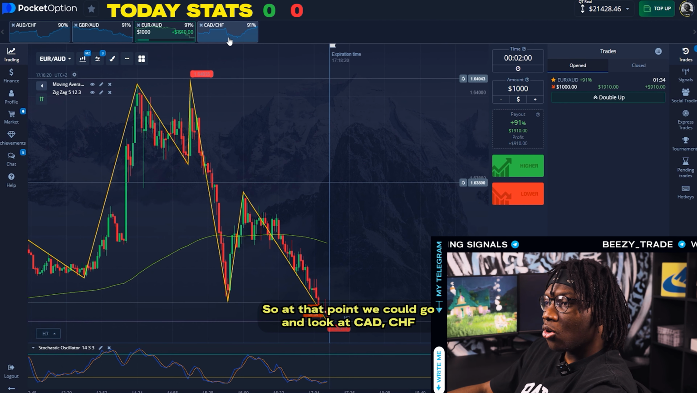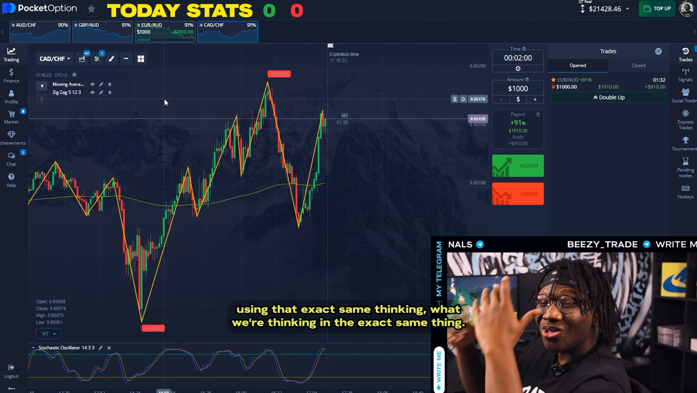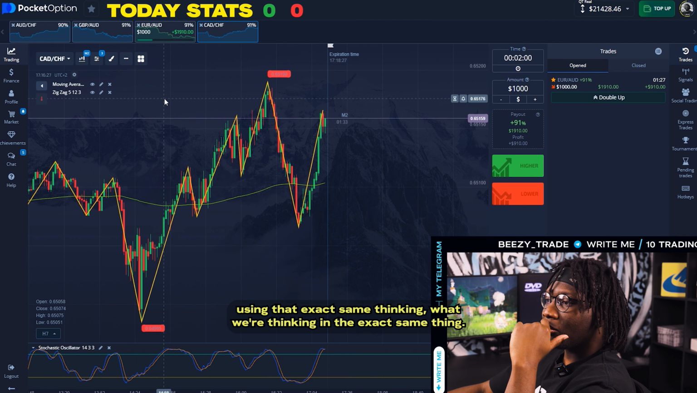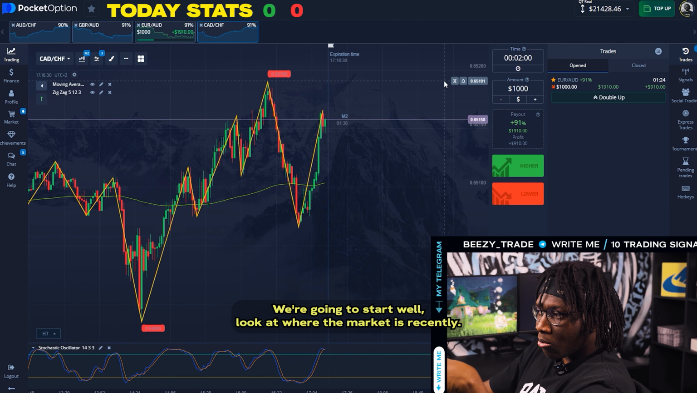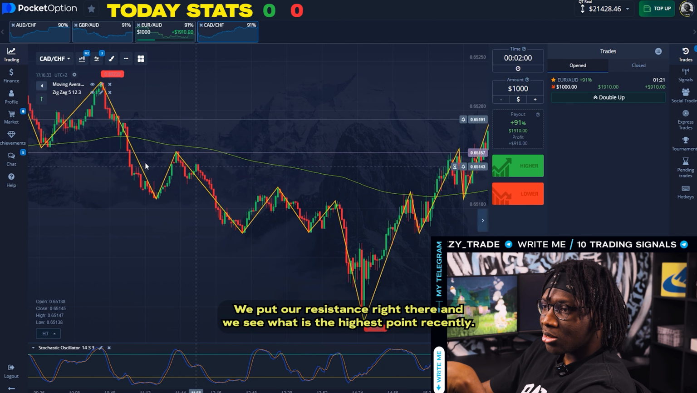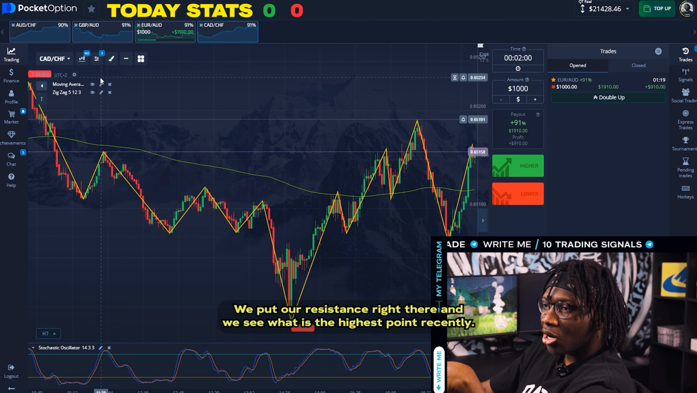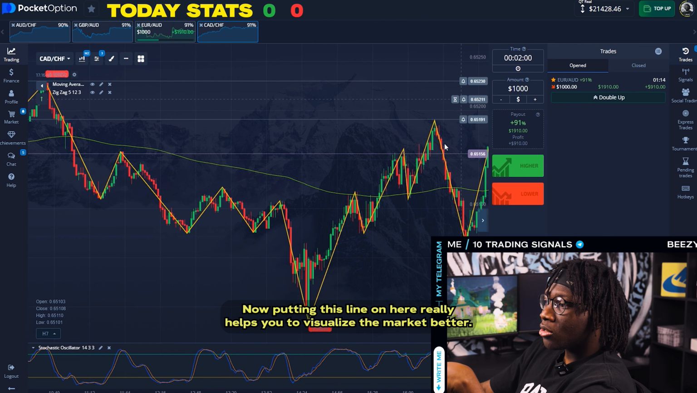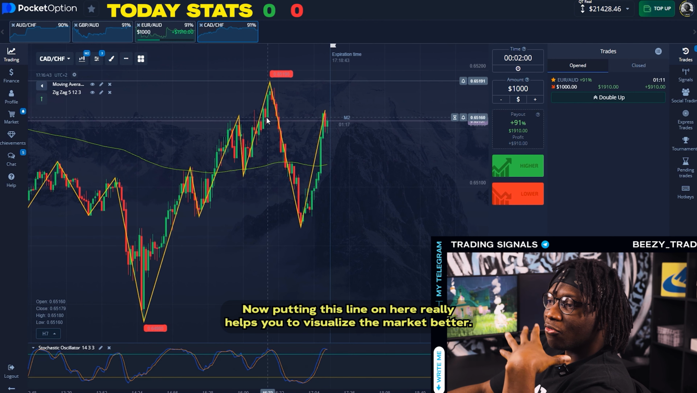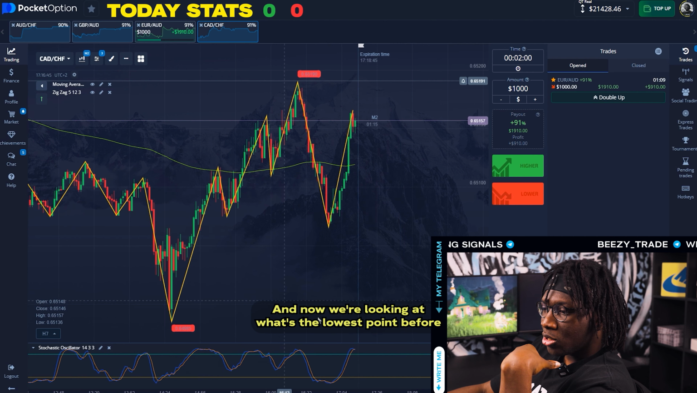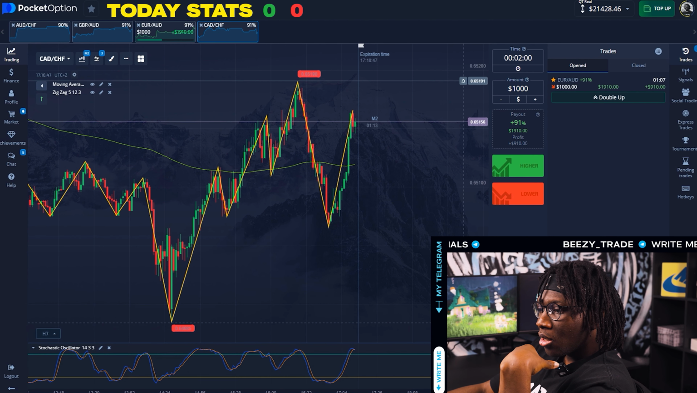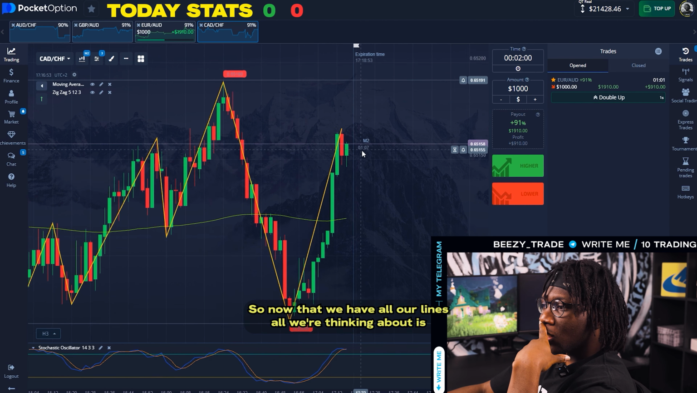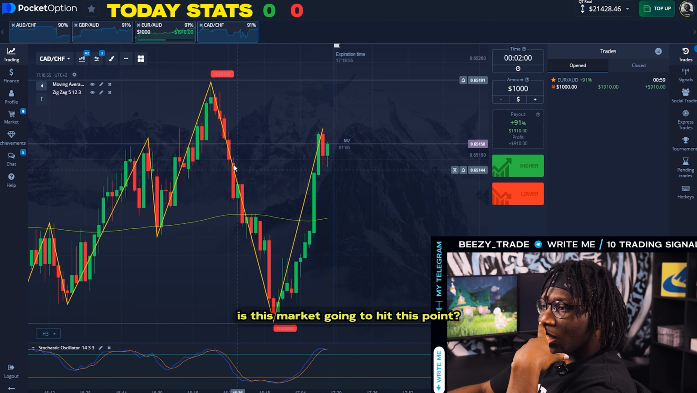So at that point, we could go and look at CAD CHF using that exact same thinking. We're going to start. We'll look at where the market has recently stopped. We'll put our resistance right there, and we see what is the highest point recently. Put another line here. Now, putting these lines on here really helps you to visualize the market better. And now we're looking at what's the lowest point before and what's the lowest point here. So now that we have all our lines, what we're thinking about is, is this market gonna hit this point?